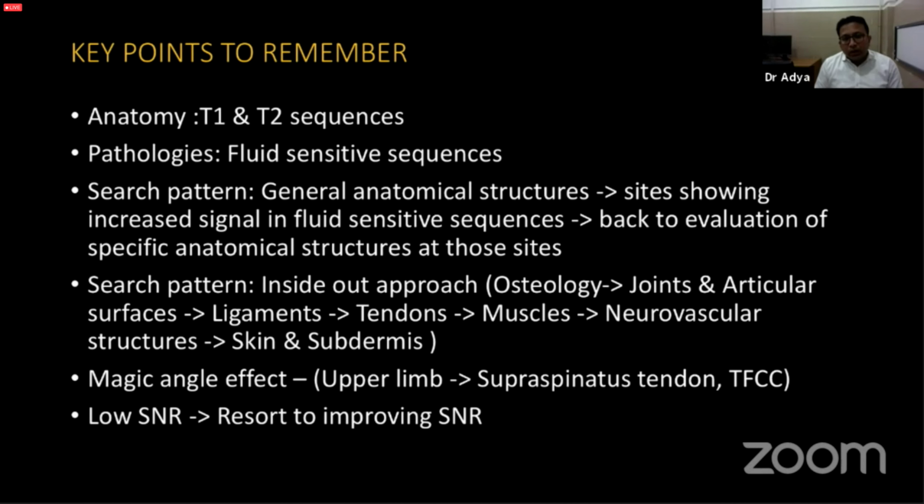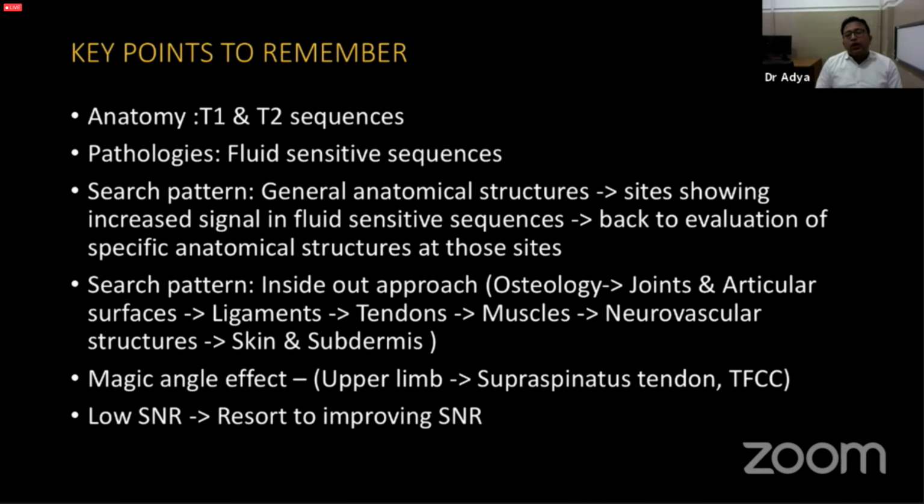Another search pattern, which is a more lengthy procedure, but almost foolproof procedure, is an inside out approach, looking for the osteology, then joints and articular surfaces, then looking at the ligaments and the tendons, and then the muscles, the overlying muscles and neurovascular structures, skin and subdermis.